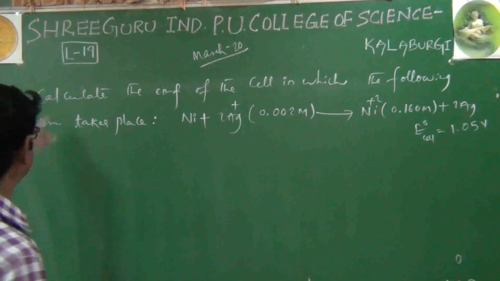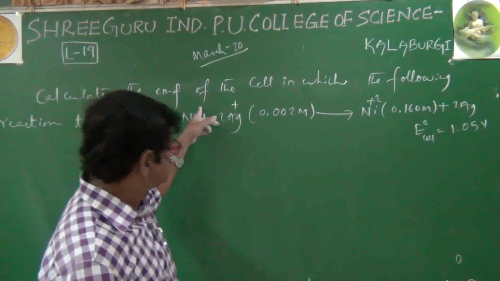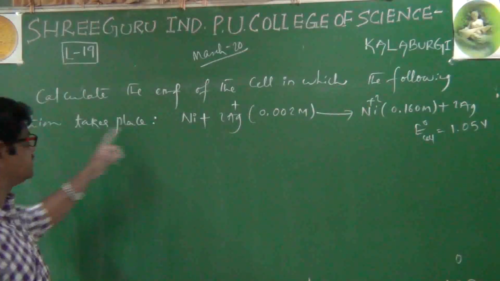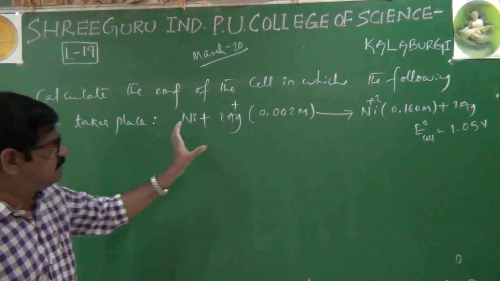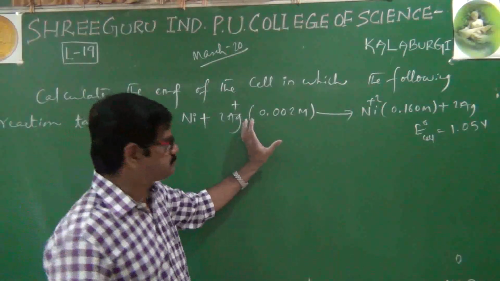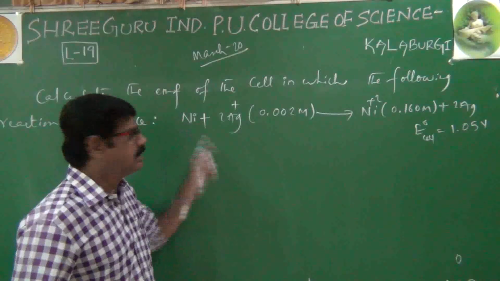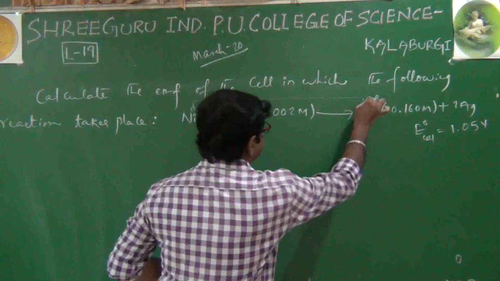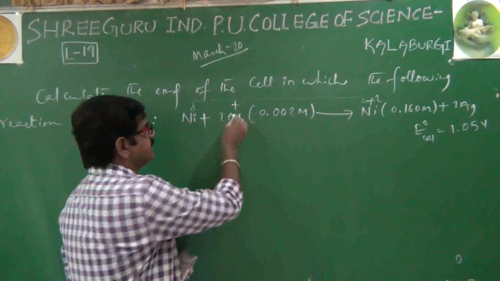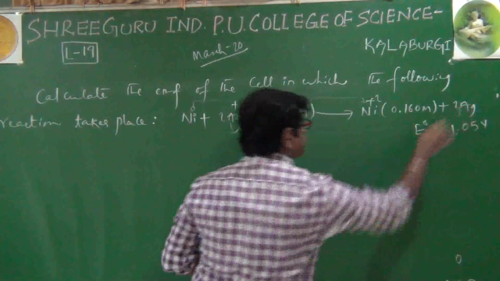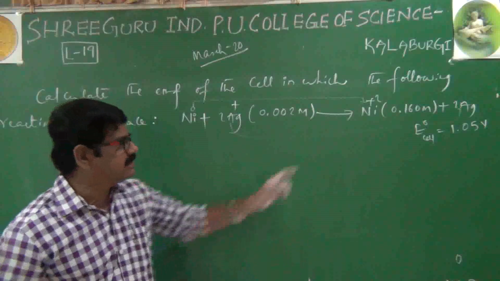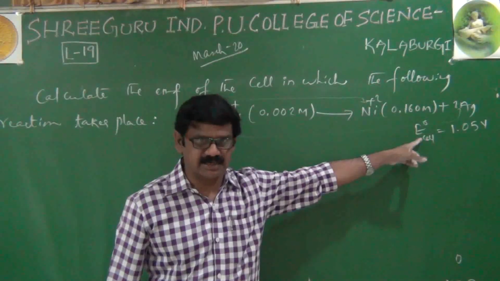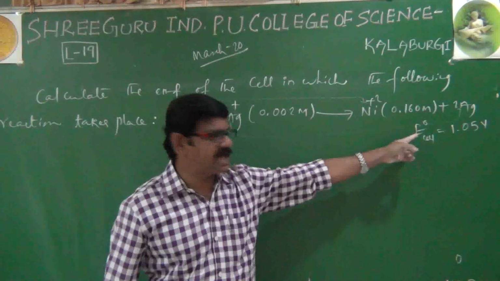Cell potential is asking. Calculate the EMF, nothing but cell potential, of the cell in which the following reaction is taking place. First, we'll try to understand the reaction. Here, nickel in elemental state 0 converted to plus 2 means nickel undergoing oxidation, and Ag plus undergoing a reduction. But here, luckily, the complete E0 cell value has been given in the question. Directly E0 cell is given, no need to calculate.